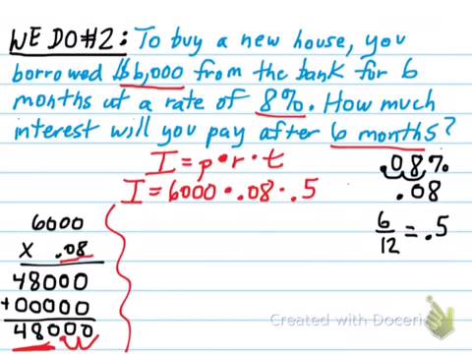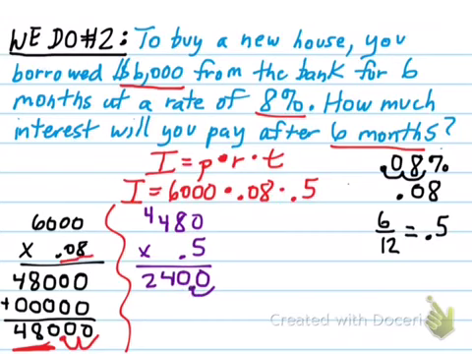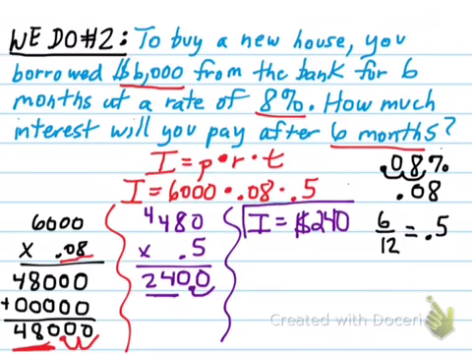So now let's take 480 and multiply it by 5/10, or 1/2. So 480 times 5/10. 5 times 0 is 0, 5 times 8 is 40. 5 times 4 is 20, plus 4 is 24. Then my decimal point goes back 1 spot, 1 place value, so 240. So interest is equal to $240. So our answer is $240.